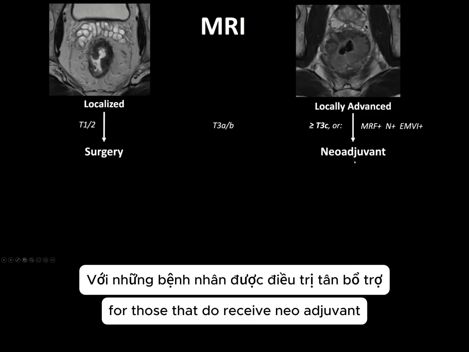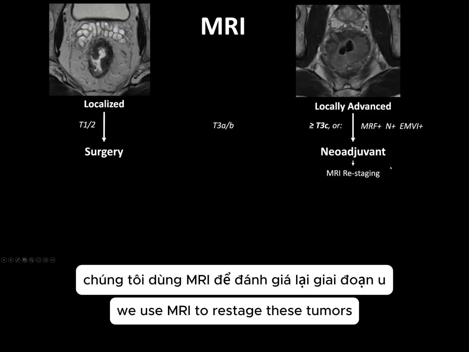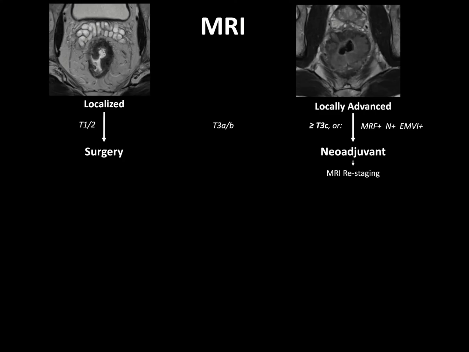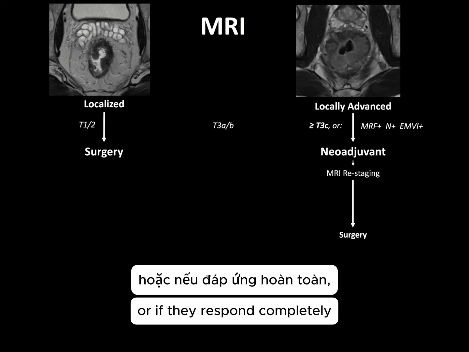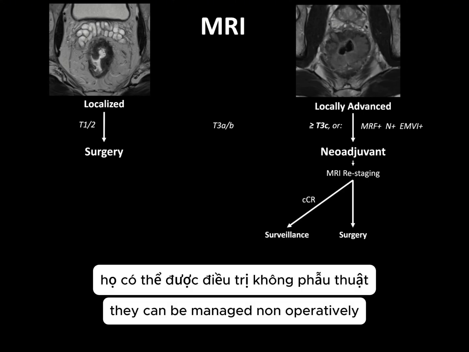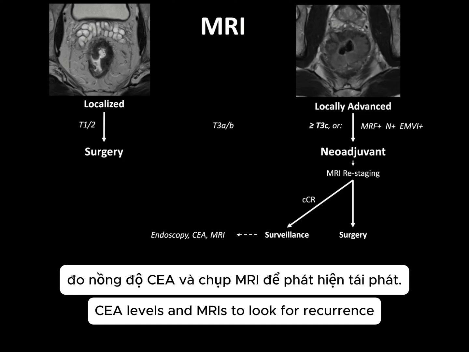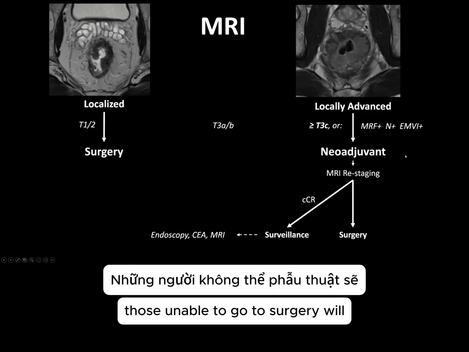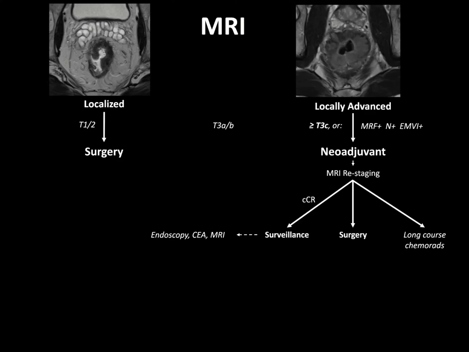For those that do receive neoadjuvant chemotherapy and radiation, we use MRI to restage these tumors, and depending on how they respond, they may then go to surgery with curative intent, or if they respond completely, which occurs in up to 1/3 of patients, they can be managed non-operatively with close surveillance that includes endoscopy, CEA levels, and MRIs to look for recurrence. Those unable to go to surgery will continue with chemotherapy and radiation.